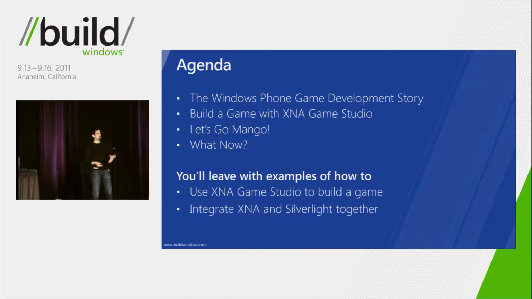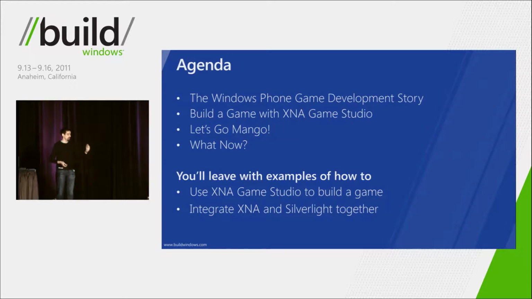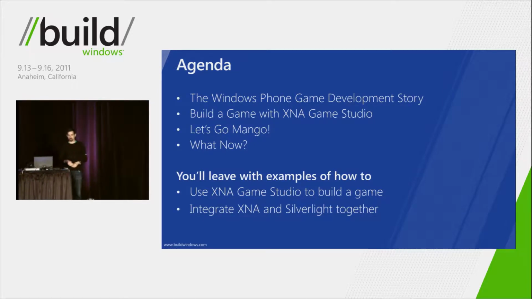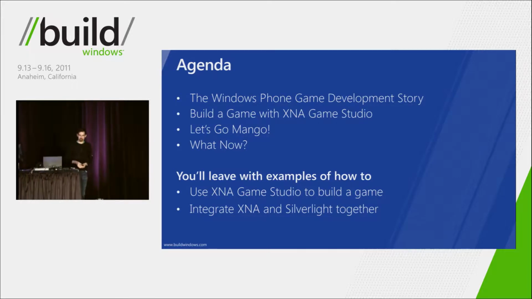Then we'll talk about the next version of Windows Phone. We call it Mango, Windows Phone OS 7.5, the differences that are available in Windows Phone Mango specifically for game developers. We'll show you a little bit of that transition and some of the cool stuff you can do with it. And then the section sort of mysteriously entitled What Now?, which is about your marketplace opportunities, getting onto Xbox Live if you're interested in the Registered Developer Program, and where you can go for more support, including samples, white papers, tutorials, and that kind of thing. You will leave this room with examples of how to use XNA Game Studio to build a game and integrate XNA and Silverlight together in Mango.